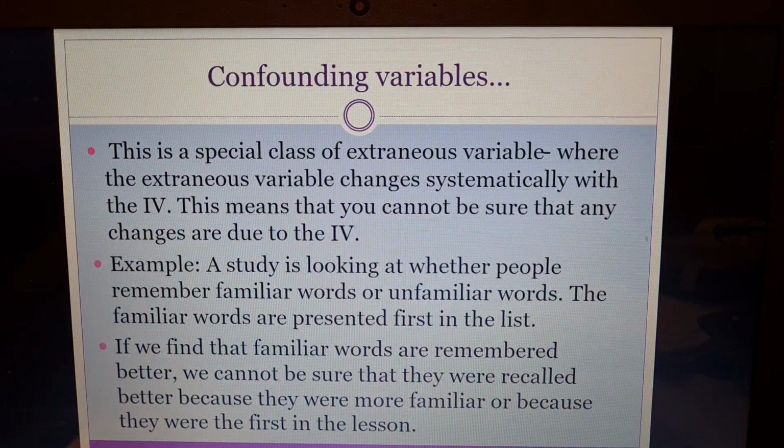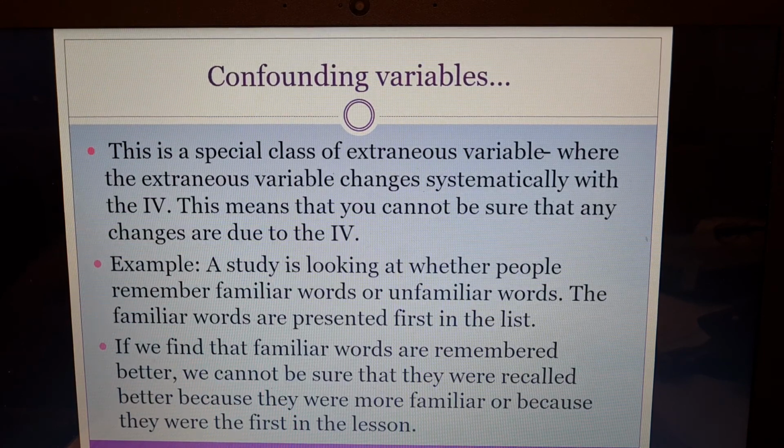We've also got confounding variables, and confounding variables are a special type of extraneous variable where the extraneous variable changes systematically with the independent variable. So what this means is that you cannot really be sure that the changes in your experiment are necessarily due to the independent variable. For example, if we were looking at a study on whether people remember familiar words or unfamiliar words, the familiar words would be presented first in the list.